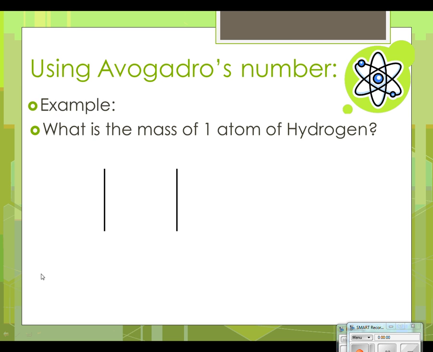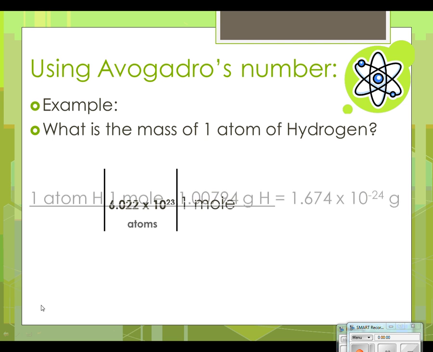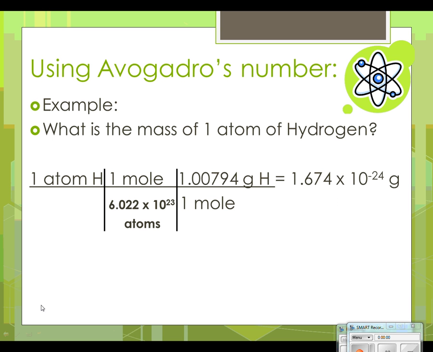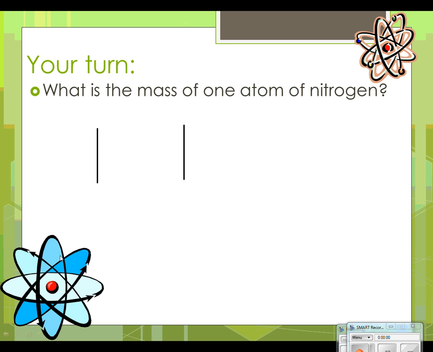To use Avogadro's number, how do we find out what is the mass of 1 atom of hydrogen? We're going to use Avogadro's number to go backwards. So we start at atoms, we use Avogadro's number on the bottom to get to moles, and then from moles we go to grams using the mass of hydrogen. We can find out that an atom of hydrogen is equal to 1.67 times 10 to the negative 24 grams, which is the mass of a proton. Okay, notice we're using our factor label. Again, we're keeping track of the units.